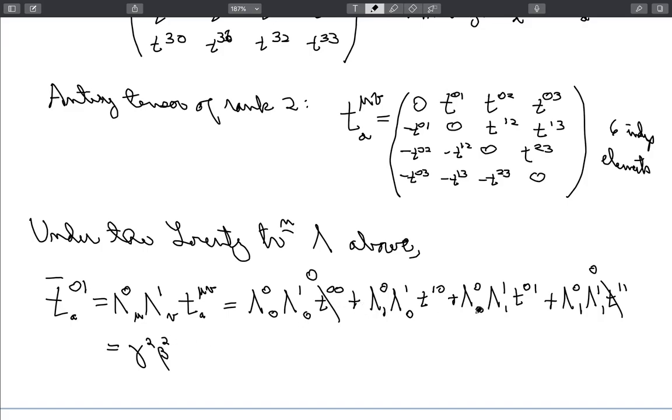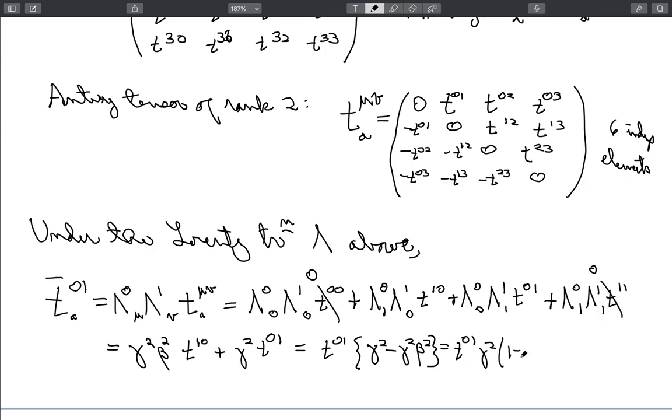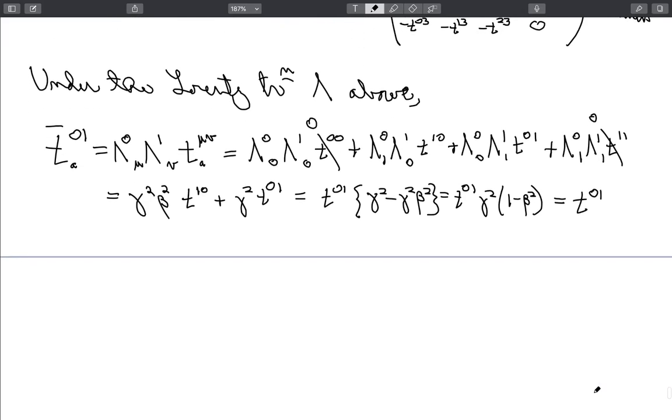Right? And then this one here is just gamma squared. So t 1, 0 plus gamma squared t 0, 1. But we know that t 1, 0 is minus t 0, 1. Okay, so this is t 0, 1 times, I've got a gamma squared, now minus gamma squared beta squared. But actually this is quite simple, right? Because t 0, 1 gamma squared times 1 minus beta squared. But you see these go away against each other. And this is just t 0, 1. So that's our first component. Okay? So this one transforms quite simply.